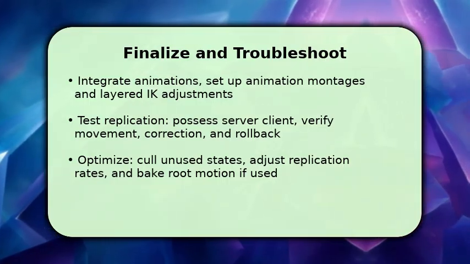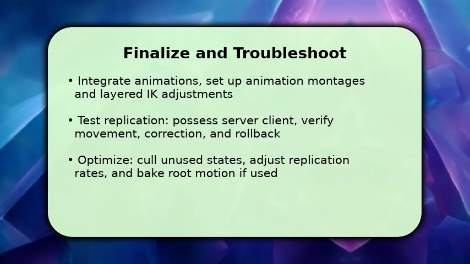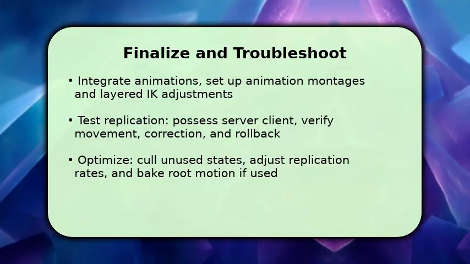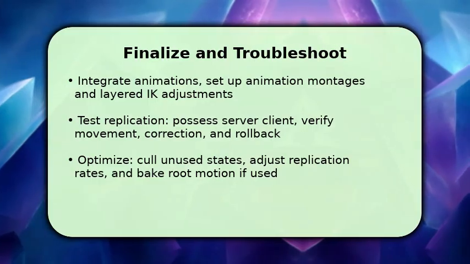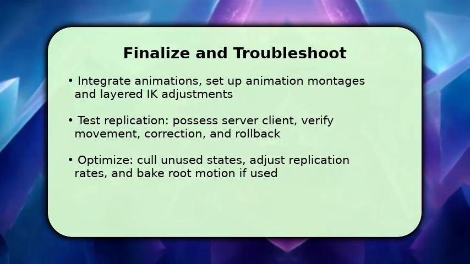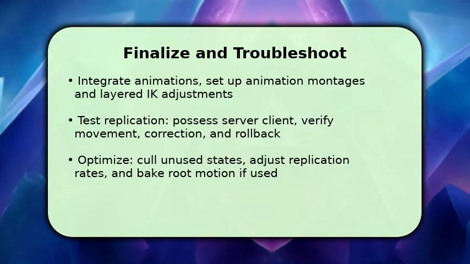If things go wrong, first reproduce the issue, then isolate by disabling prediction or reducing replication rate. Often correcting input mapping or animation sync resolves drift and teleportation errors.